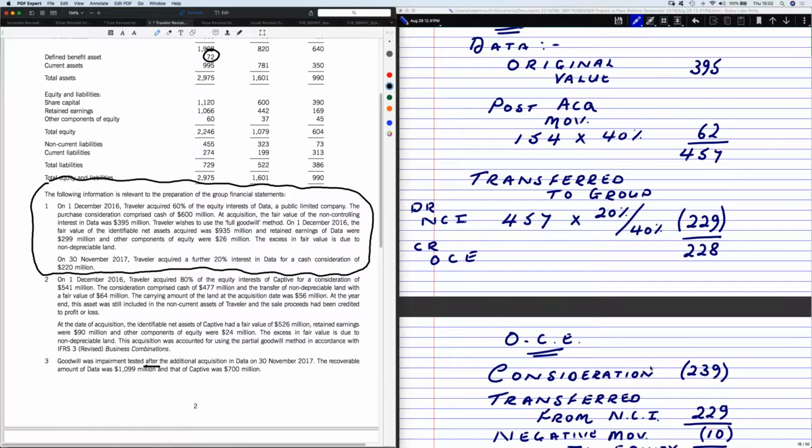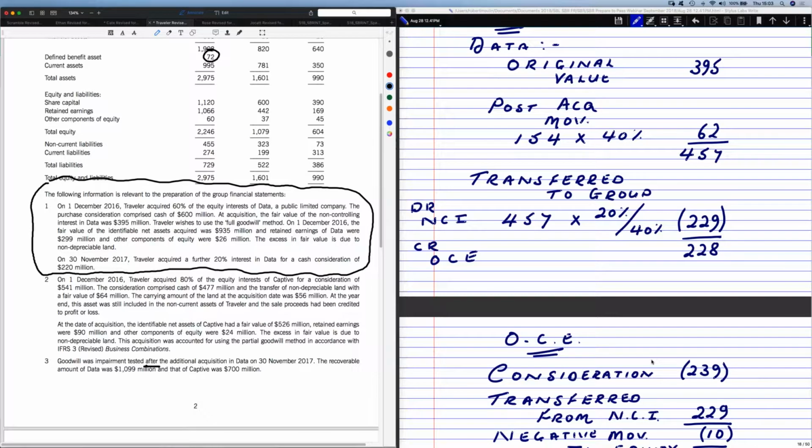Right. Let's have a discussion of this. The principle is that the impaired goodwill, the impairment, is allocated between the group and the NCI based upon the percentage of the net assets that they hold at the point in time that the goodwill is actually impaired. So after the additional acquisition in Data on the 30th of November, Traveller no longer owns 60%, it now owns 80%, and therefore the impairment loss is allocated 80% to the group and only 20% to the NCI.